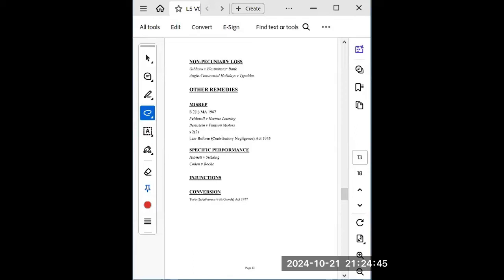Now, with misrep, of course, the primary remedy is rescission, but this is an equitable remedy, so there are bars to rescission. Okay. Now, I'm not going to go into the remedies for misrep because you have all of that under your contract law notes.